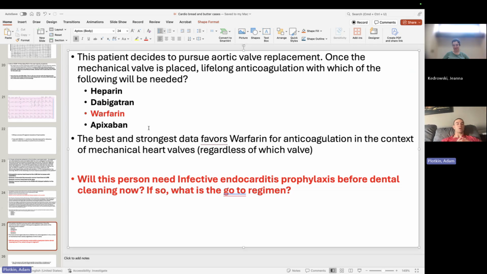How does apixaban work? Okay. It's actually... is it a direct thrombin inhibitor? Very close. It's a direct factor 10 inhibitor.